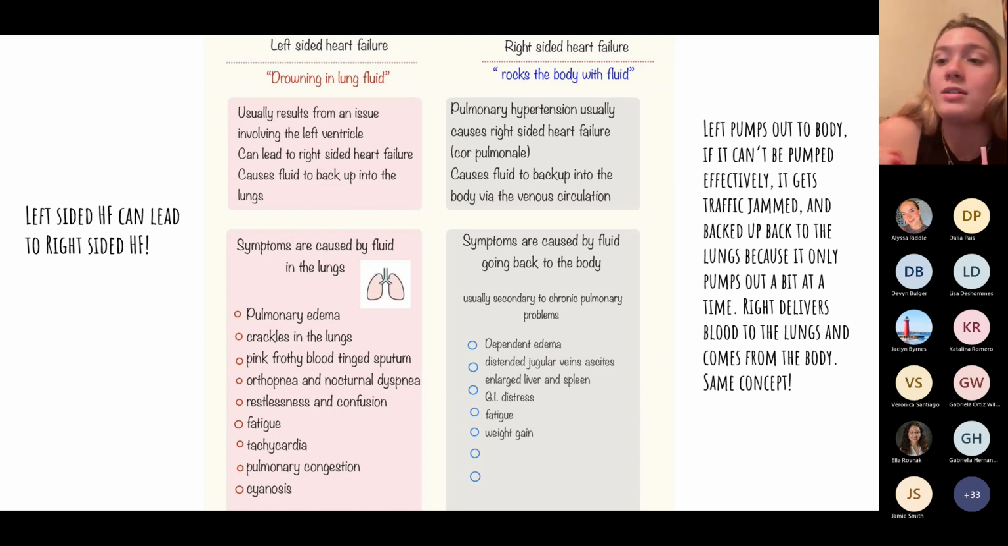So again, we're really concerned with left-sided heart failure because it can ultimately lead to right-sided heart failure, because if it goes through the lungs, pushes back into the right side of the heart, it causes the right side of my heart to work extra hard.